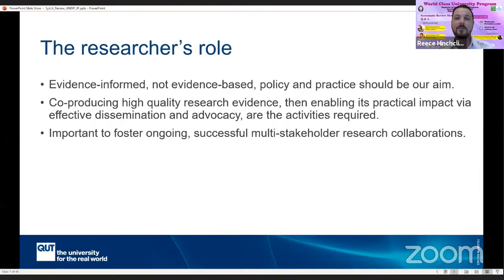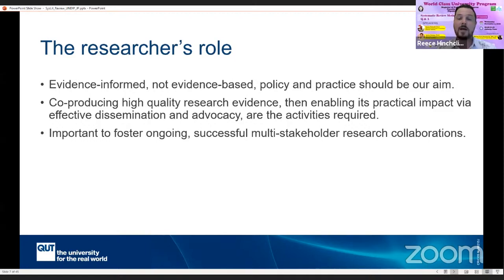As you can see here, I believe the researcher's role is to facilitate evidence-informed, but not necessarily evidence-based, policy and practice. So why am I raising that in the context of a presentation about systematic reviews? Well, it's very rare that evidence from research by itself should actually dictate health policy and practice.